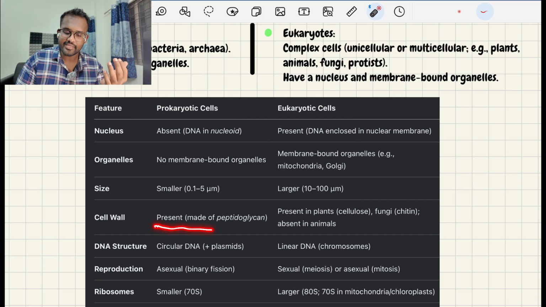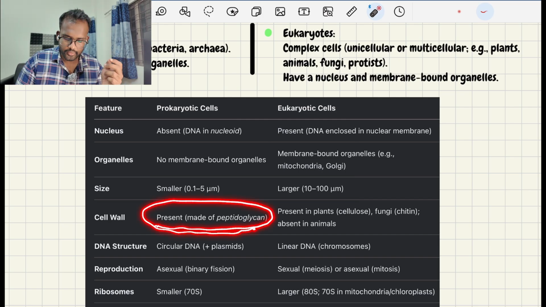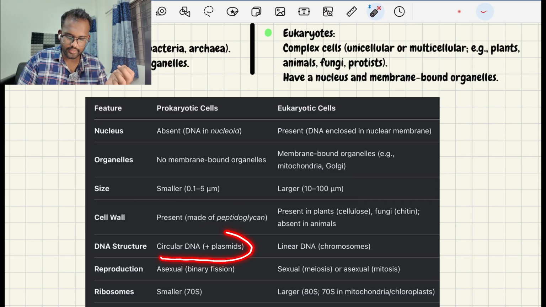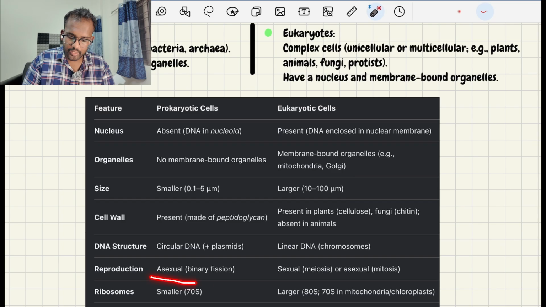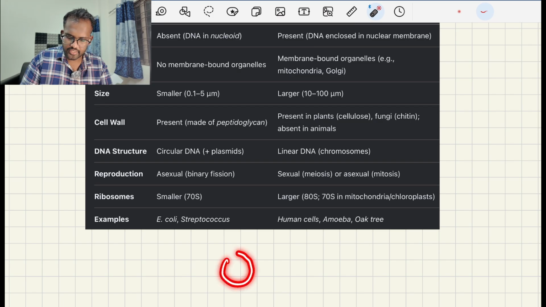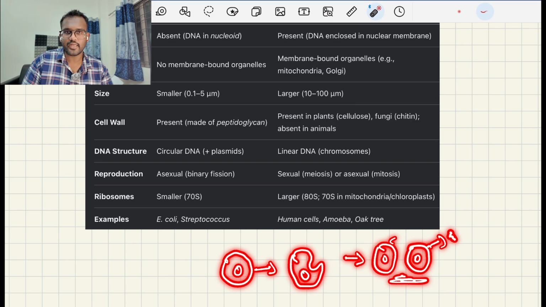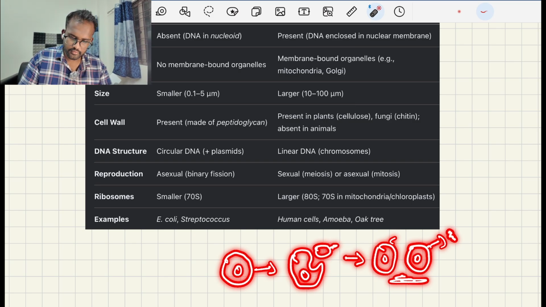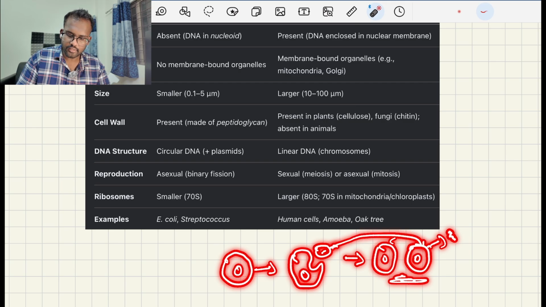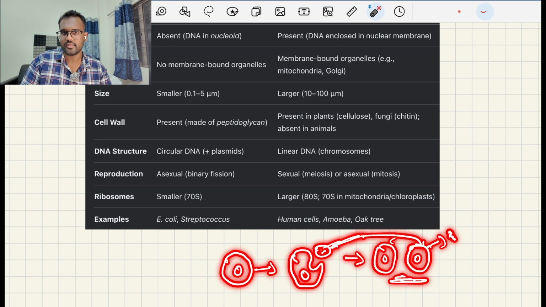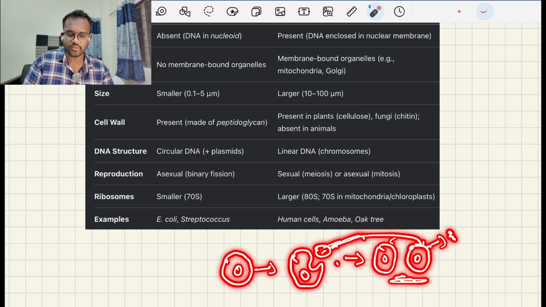Okay, and here there will be a cell wall which is made up of peptidoglycan. And the genetic structure will be circular DNA plus plasmid, and the reproduction will be through asexual binary fission. What is asexual binary fission? It's nothing but, suppose this is the organism, this is the mother cell. This mother cell slowly divides itself into two daughter cells. Then these two daughter cells work as separate cells. This is how binary fission takes place. This small part will grow into a full-fledged mother cell. This is called binary fission. That's how it will reproduce itself.